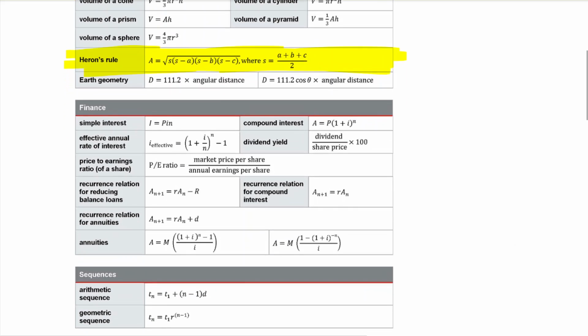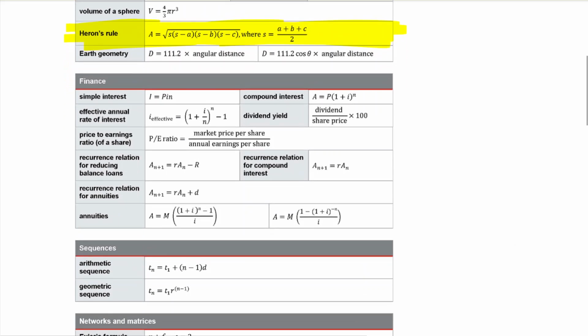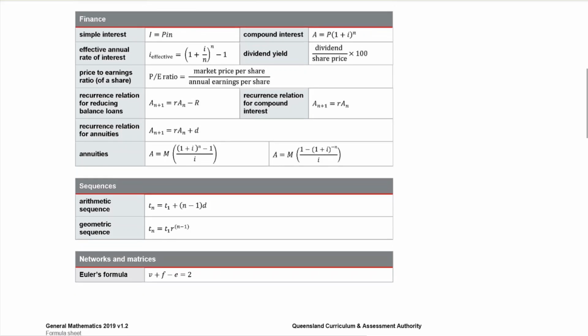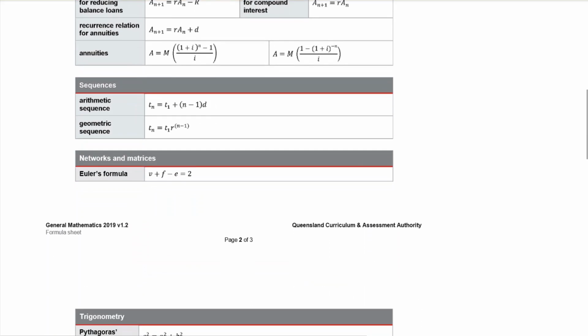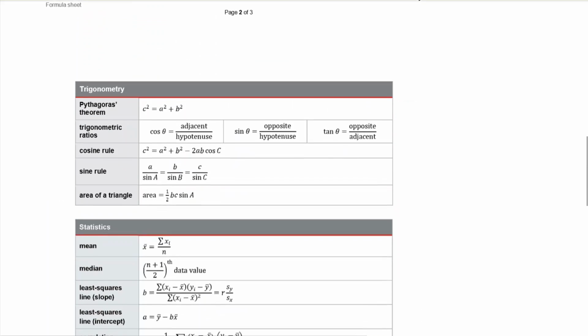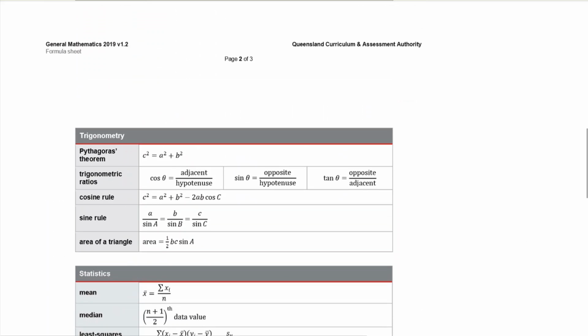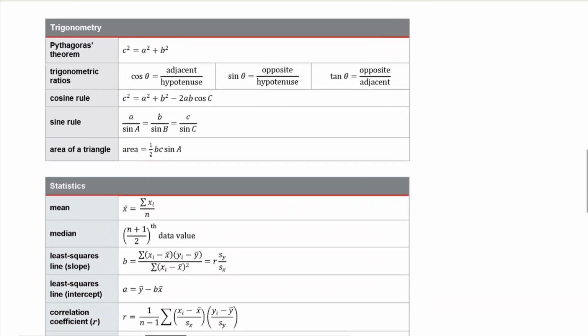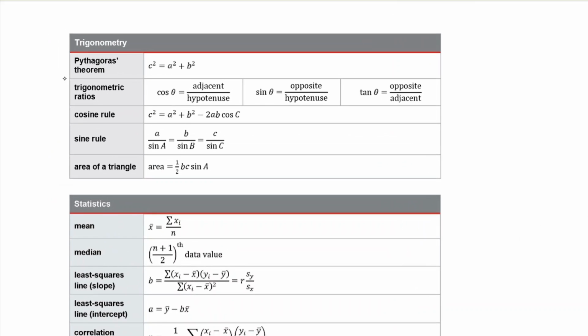We've done simple interest and compound interest. We did all of that in unit 1. Sequences will be next term and networks next term or next year. And trigonometry, Pythagoras, so basically all the formulas here you're going to need.